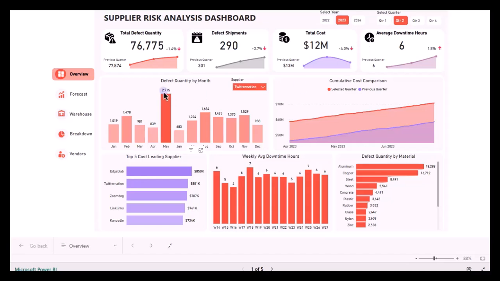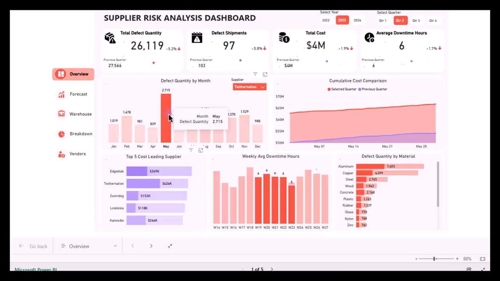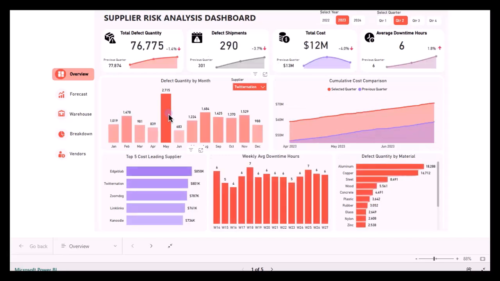Moving forward, we have defect quantity by month. This is the bar chart. This visual breaks down defects month by month. Notice the sharp spike in May, which is a major red flag that needs investigation. By pinpointing trends, you can take preventive measures and hold suppliers accountable.